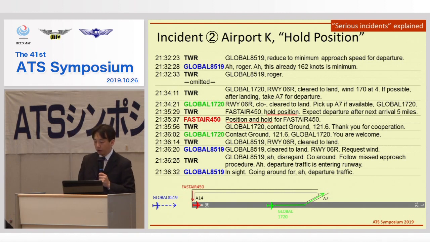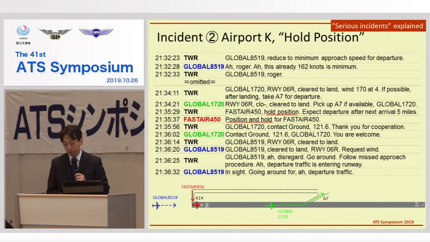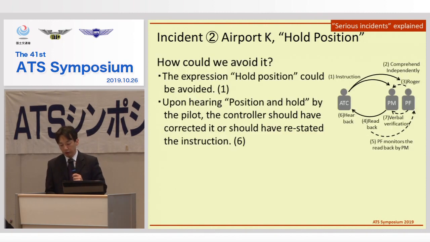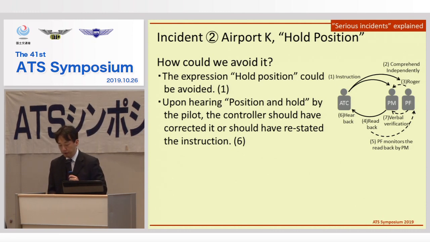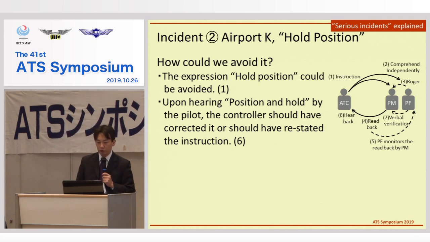So how could we have avoided this incident? First, if the controller had said "hold present position" or "continue hold" over runway 06 right, instead of just "hold position," that may have avoided confusion. So this is step 1.